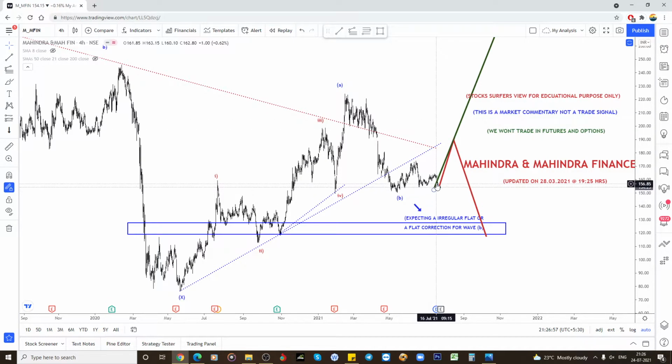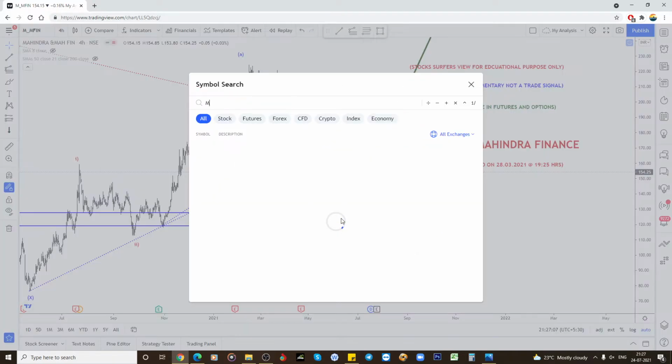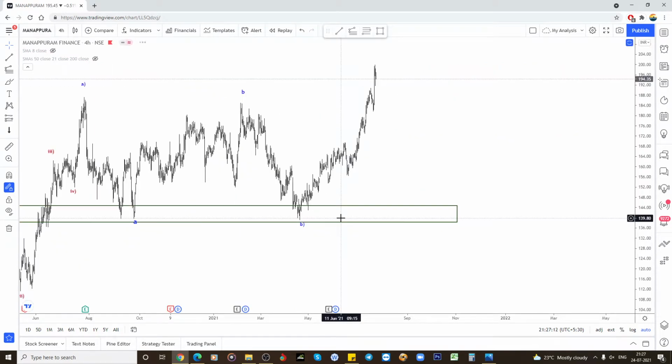I'm already in the buy. You know very well about this. It's around 155. Just waiting for that still. So next we will move on to Manappuram. So that is also still in the buy.